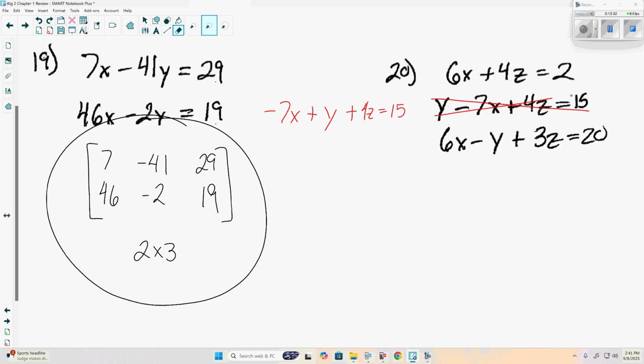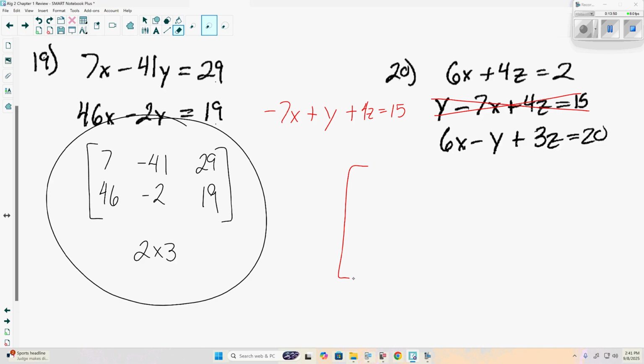Now, do we have to rewrite it out? No, because since x and y are on the same side, we can just switch their position. We just have to remember that the x's number is negative and the y's would be positive. The last equation is x, y, z, so we're good there.